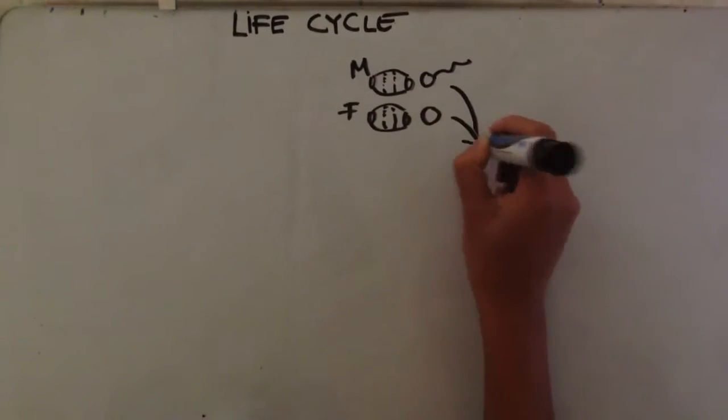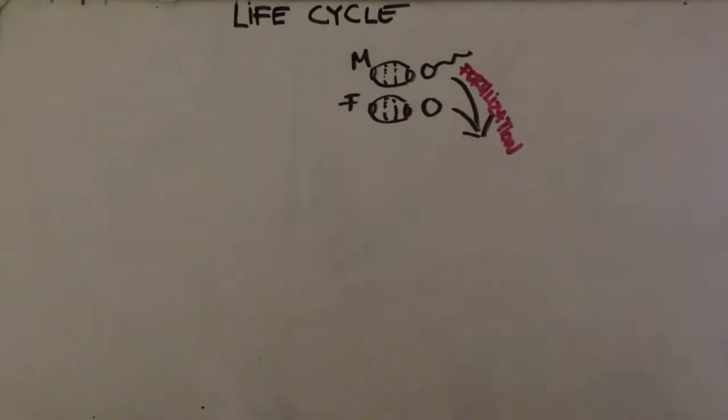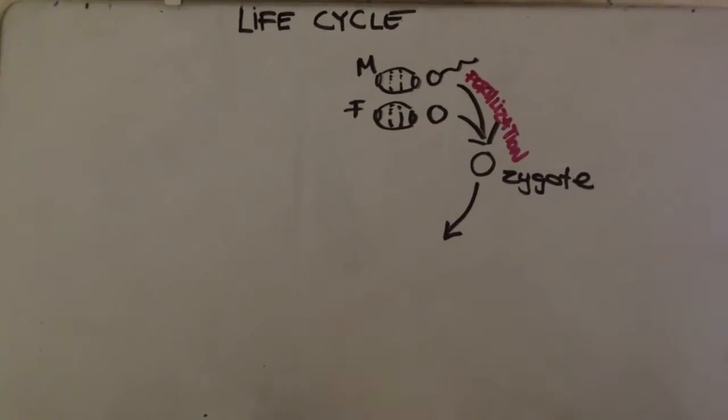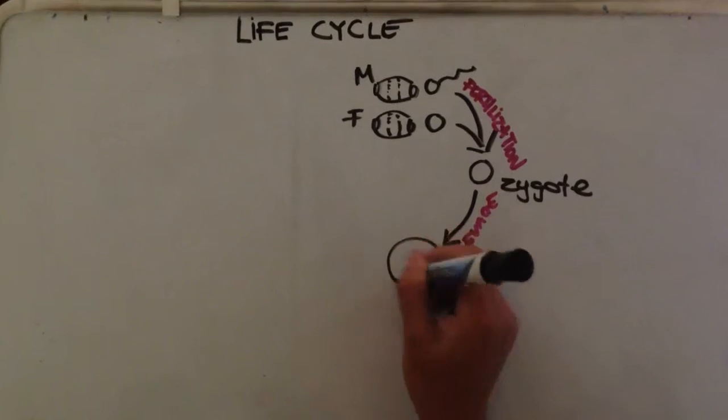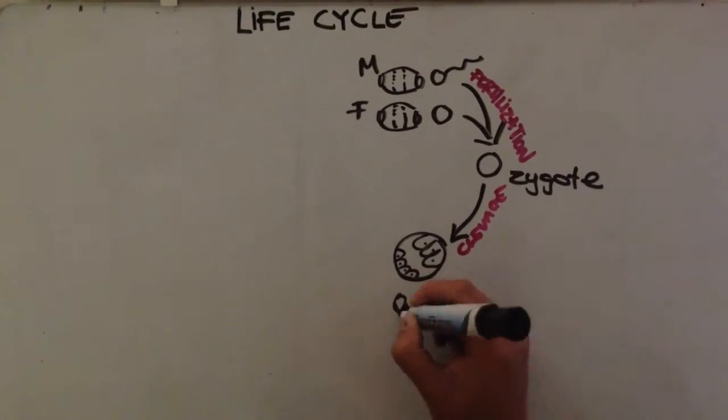As mentioned before, leeches reproduce sexually. Therefore, the life cycle of a leech starts with fertilization of egg and sperm excreted from the male and female pores of two individual leeches.